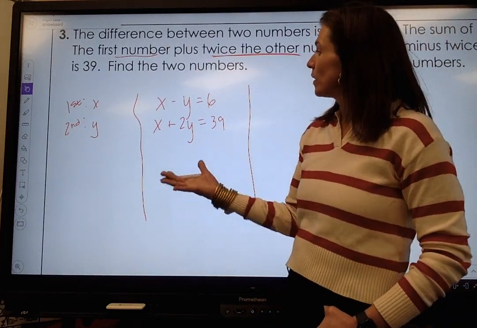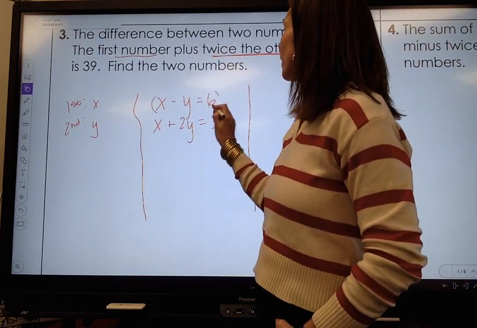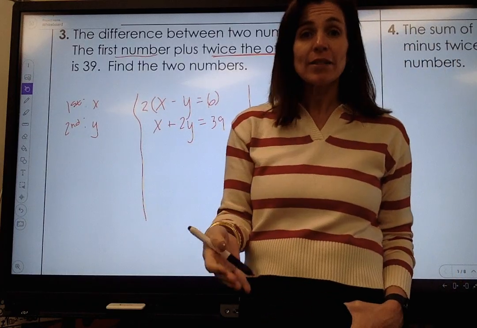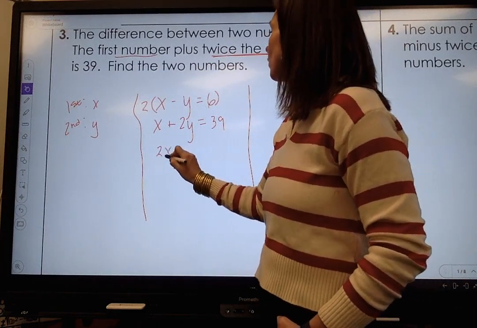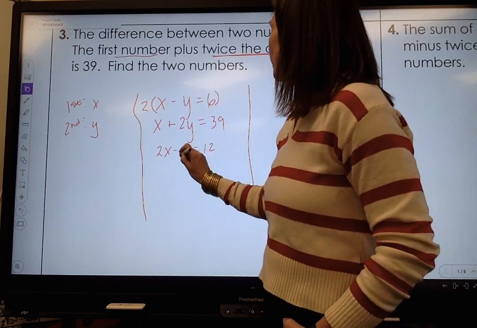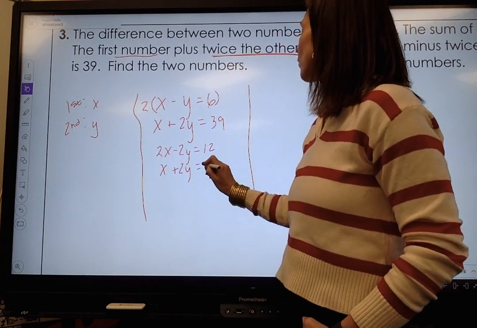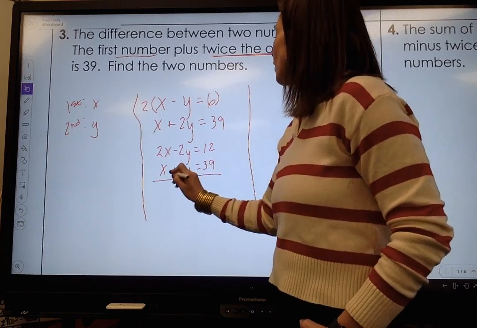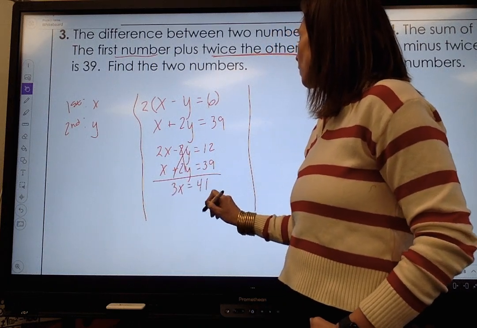I am going to use elimination again, and I am going to multiply this top one by positive 2. Could I cancel out my x's? Absolutely. I'm just choosing not to. So I get 2x minus 2y equals 12. My bottom one is going to be x plus 2y equals 39. My y's cancel out. 3x equals 51.